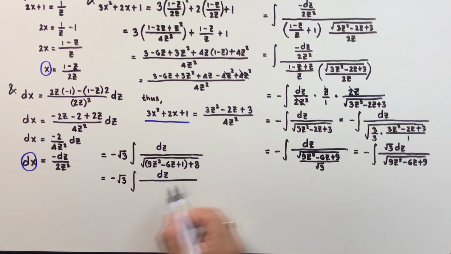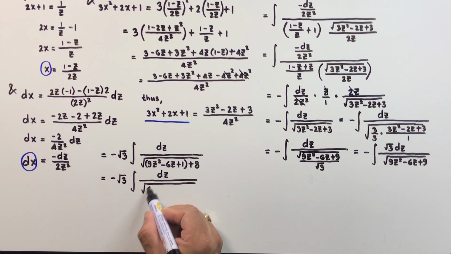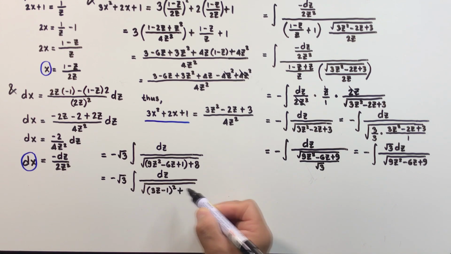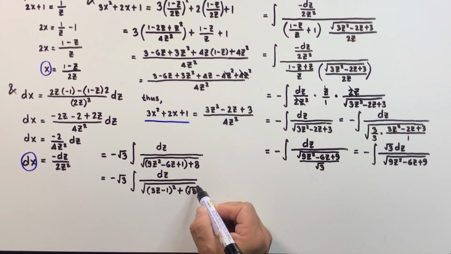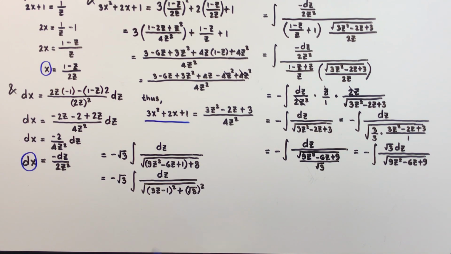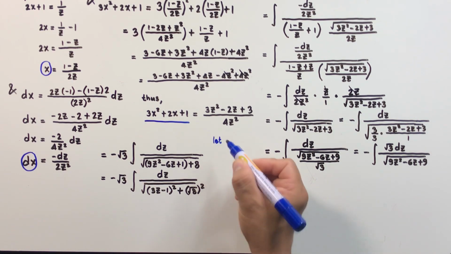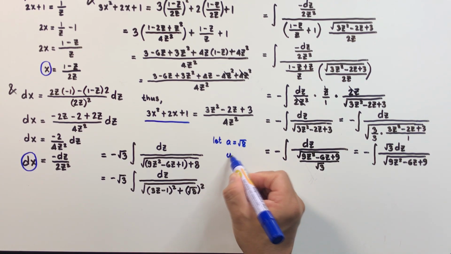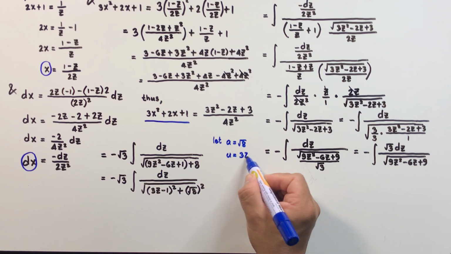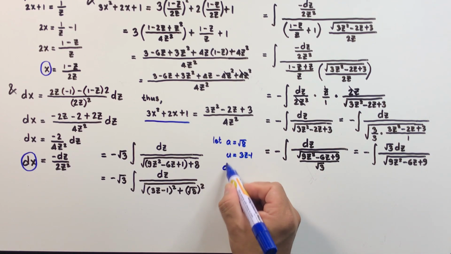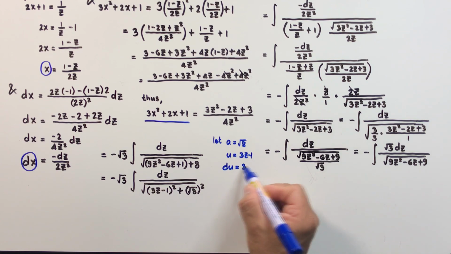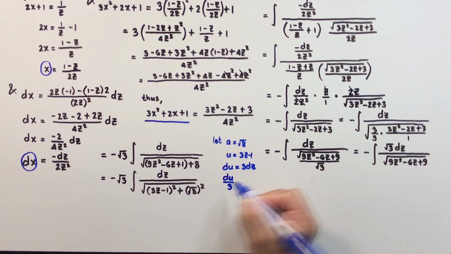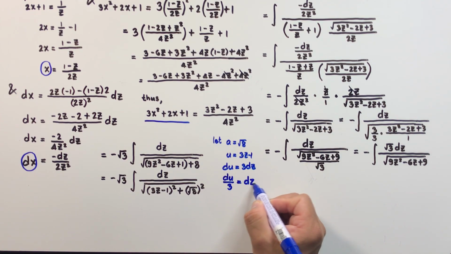So we have the square root of 3z minus 1 quantity squared, and this is added to the square root of 8 quantity squared. So by substitution, we can represent our square root of 8 as our a, and our u this time is 3z minus 1. So our du is 3 dz. So therefore our du over 3 is the representation for our dz.